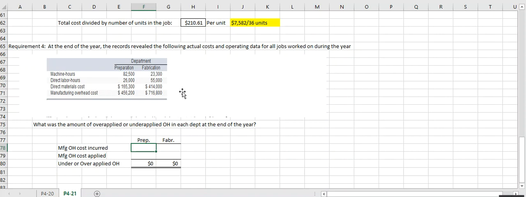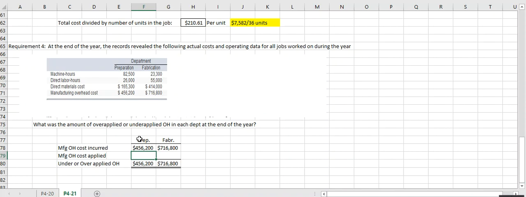We're going to look at our chart to find our actual cost, and we have a line here that says manufacturing overhead cost, and there's an amount in each department. That's the amount incurred. So for preparation, it's $456,200, and for fabrication, it is $716,800. So that's the amount we actually paid in overhead cost.